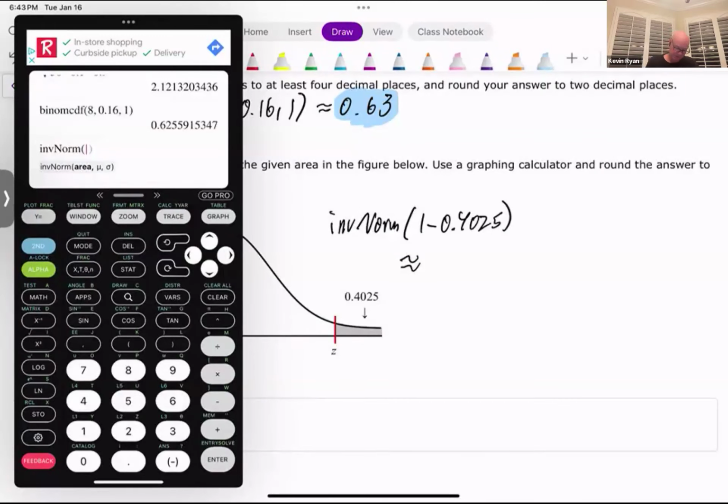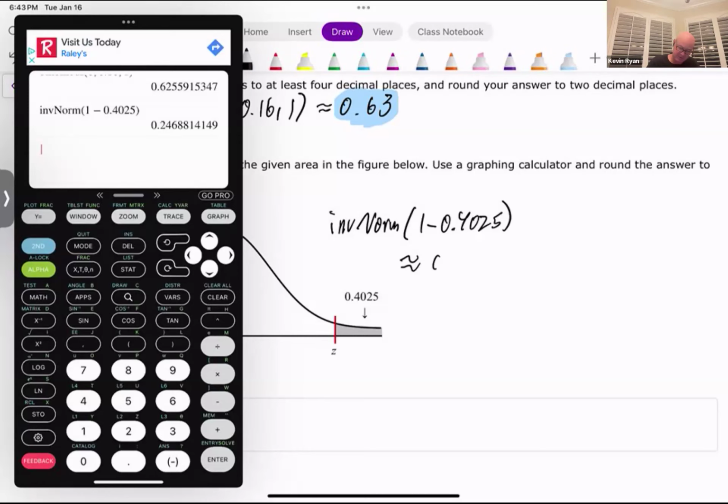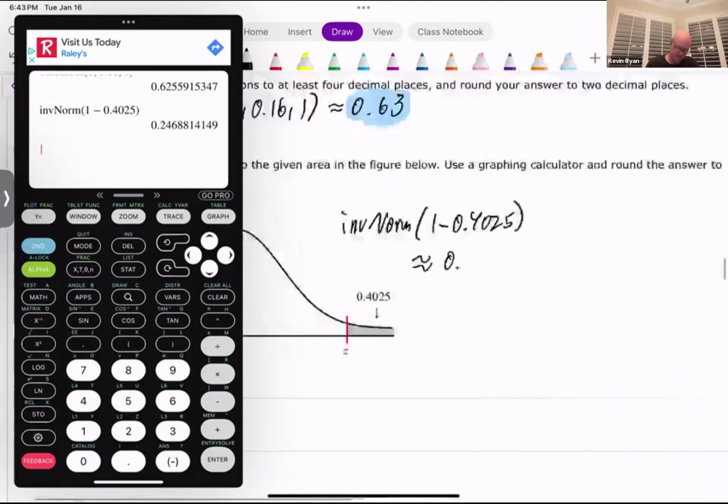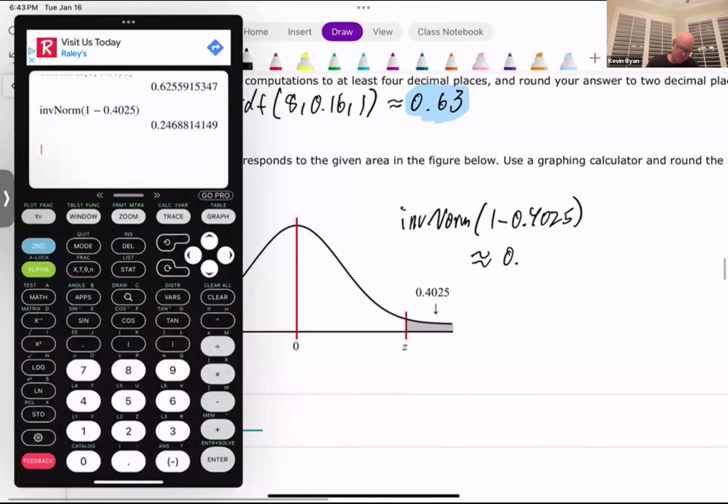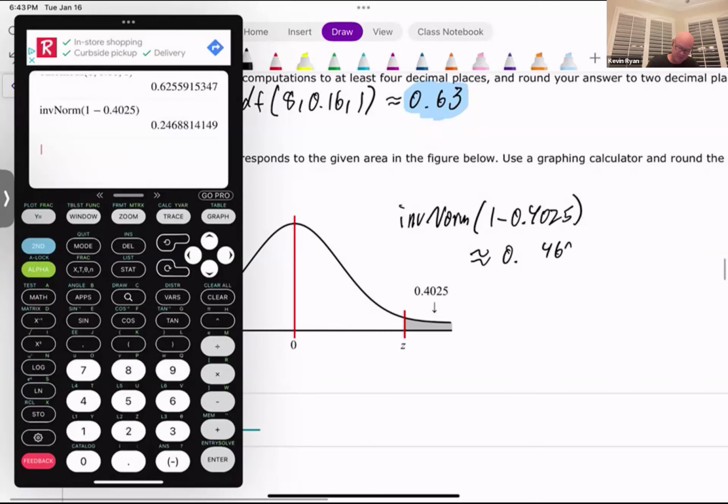So inverse norm of 1 minus 0.4025. Now, this picture is nowhere close to what actually is happening here. And we're going to round to 4 decimal places, pardon me. So 0.2469.